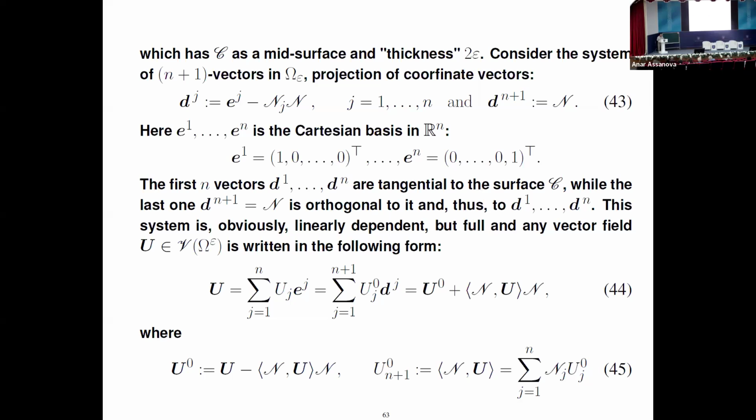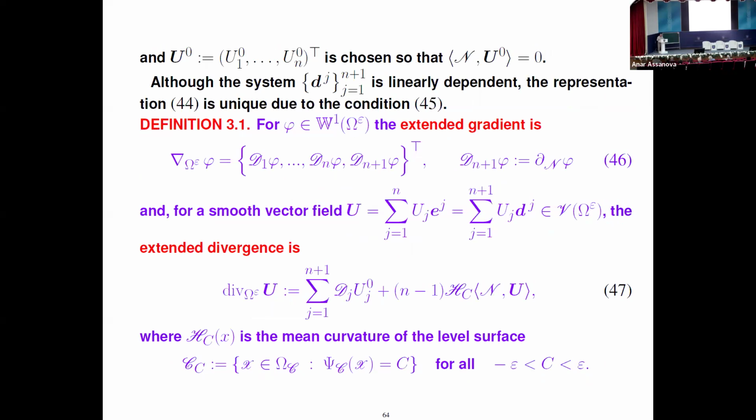But if we impose the condition written here in 45, that the last coordinate is defined as the projection, then it becomes unique. We will keep this always, and the representation will be unique also with DGs. We will use this representation in our approach. The first n coordinates are chosen so that they are orthogonal to the normal vector, and then the representation is unique. And now we need the extended gradient.